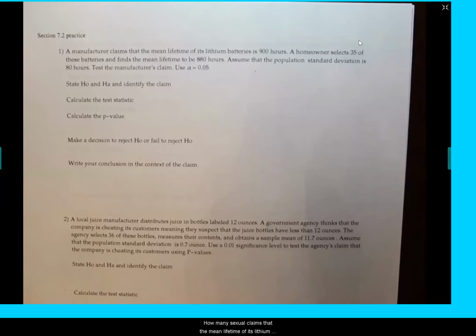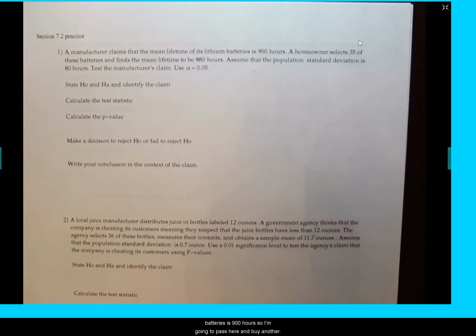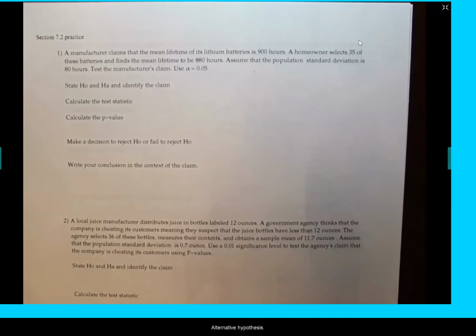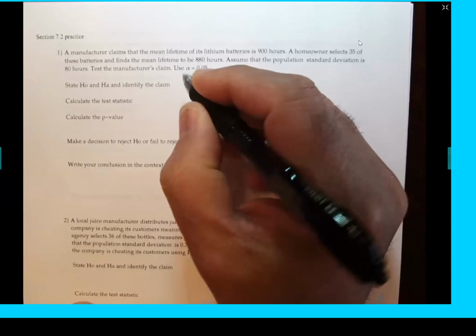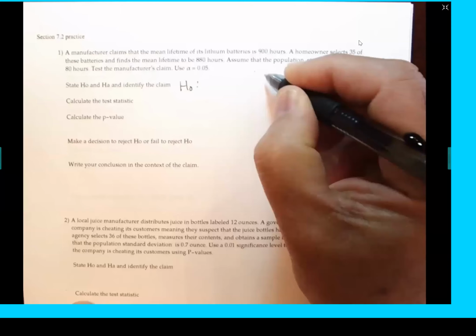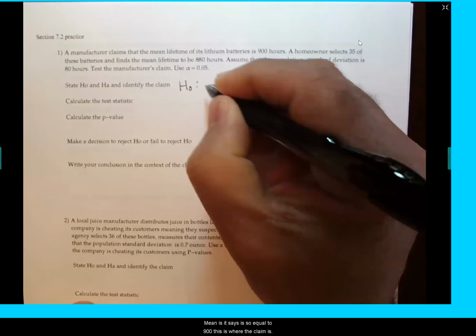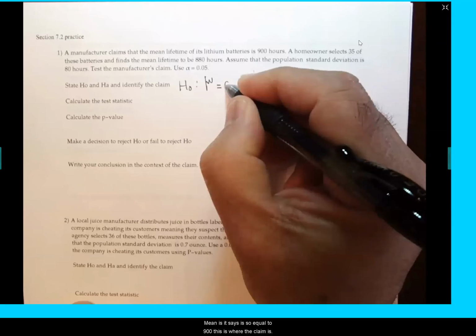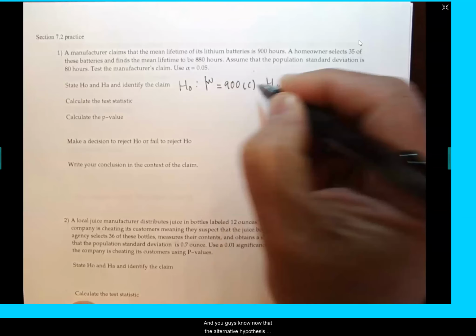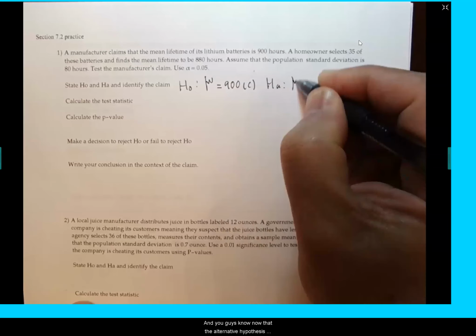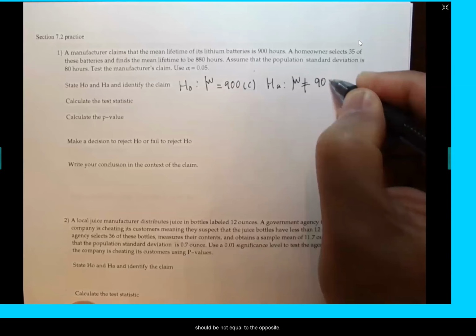A manufacturer claims that the mean lifetime of its lithium batteries is 900 hours. So I'm going to pause here and write the null and the alternative hypothesis. So H0, HA, mean is, it says is, so equal to 900. This is where the claim is. And you guys know now that the alternative hypothesis should be not equal to, the opposite.